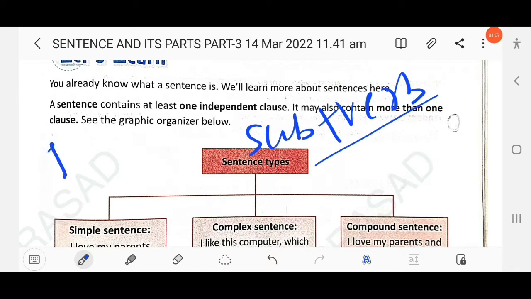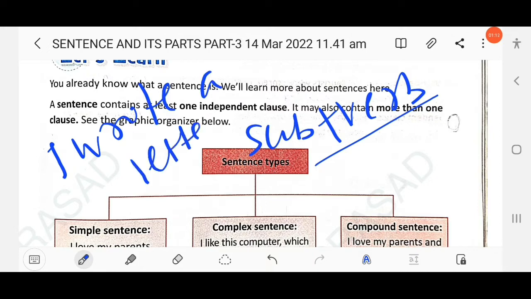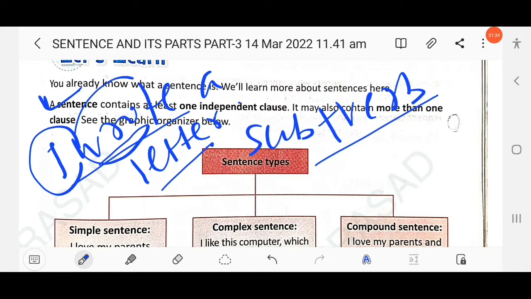Suppose we take an example: I wrote a letter. This is a sentence, and here it mentions a sentence contains at least one independent clause. So this is a sentence and itself is a clause. A clause means there should be a subject as well as a verb: subject I and verb wrote. Clear? So this is an independent clause, or we call it a principal clause or main clause.